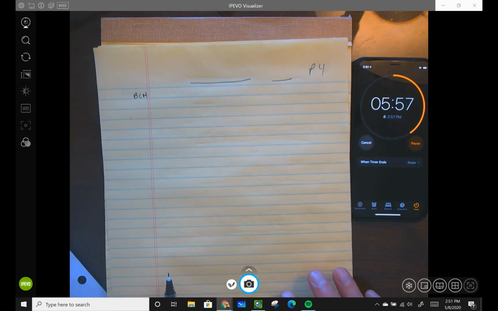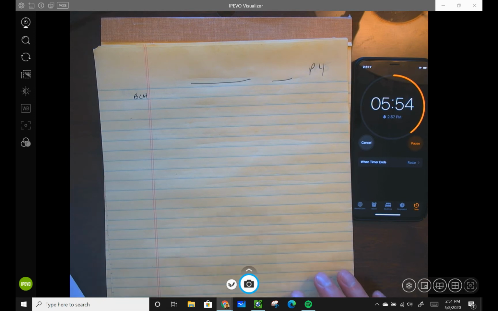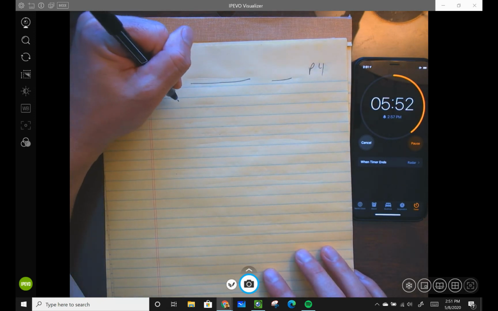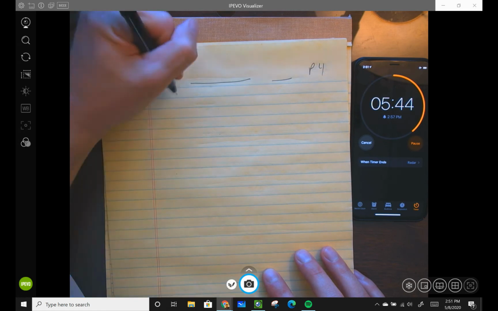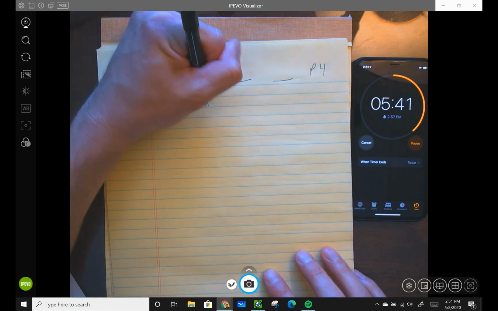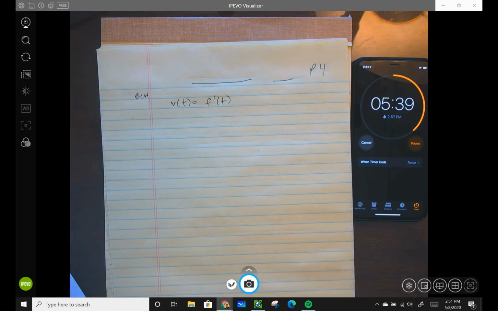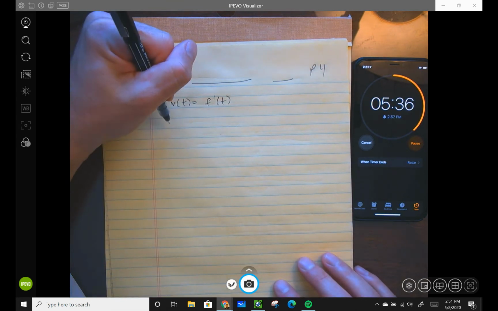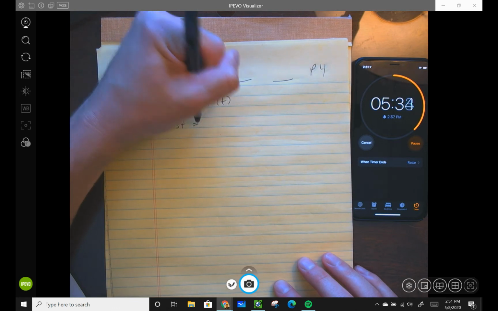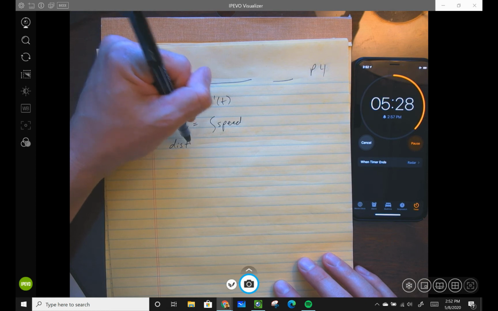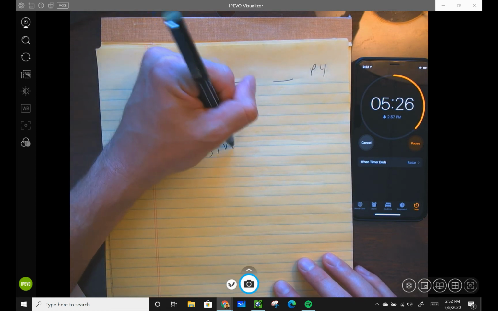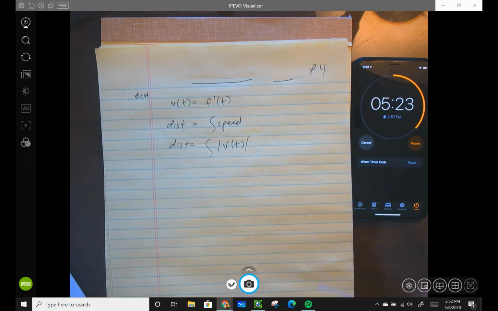BC4. Particle moves along a straight path. Find the total distance traveled. Total distance traveled. That's arc length, because a straight line total distance traveled, it's going to be v of t is f prime of t. Good. So I know distance traveled is equal to the integral of speed. And distance traveled then is going to equal the integral of the absolute value of the velocity, because velocity is a signed area. So that's up and down.